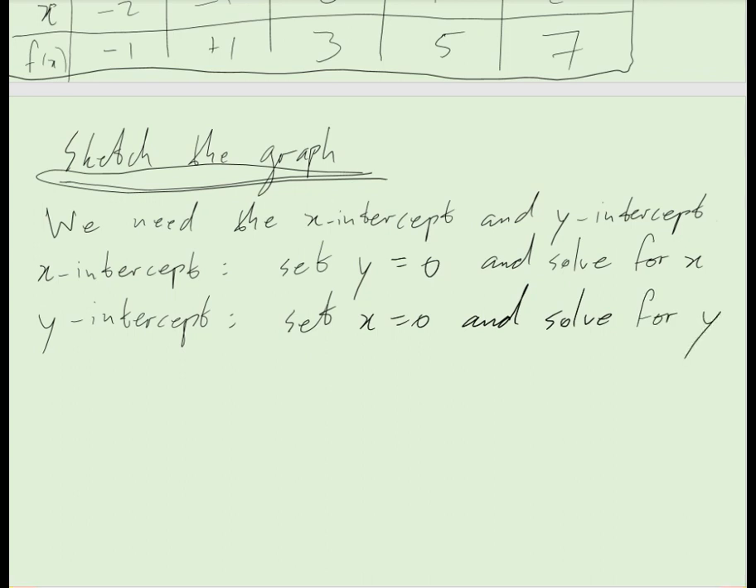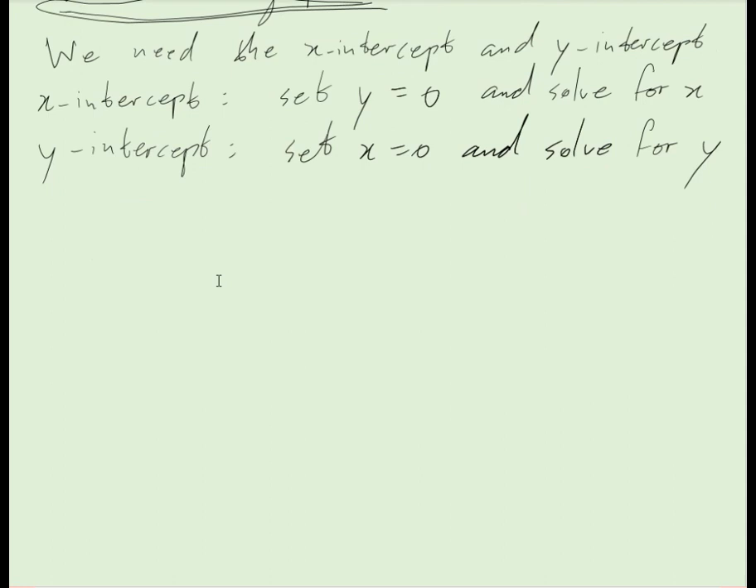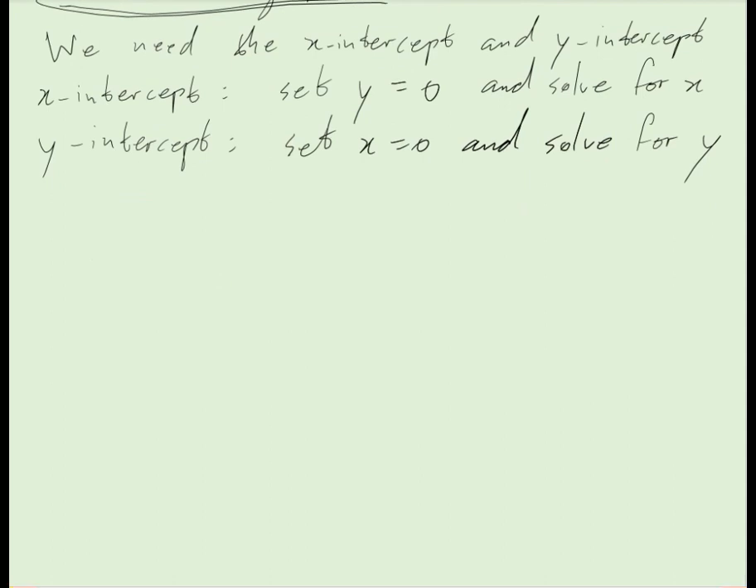So let's see this in action. Our function was f of x is equal to 2x plus 3. F of 0, which means we're setting x to 0, is 2 times 0 plus 3, and this is just 3, and this is our y-intercept.